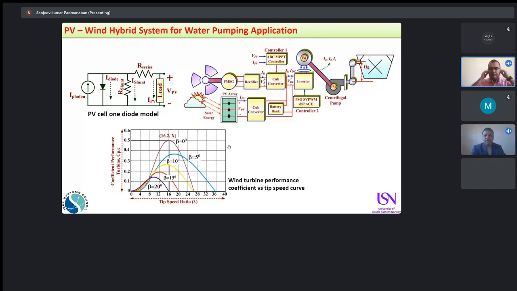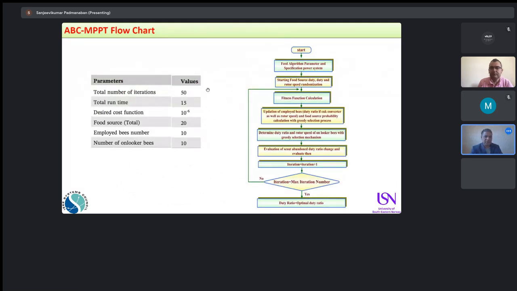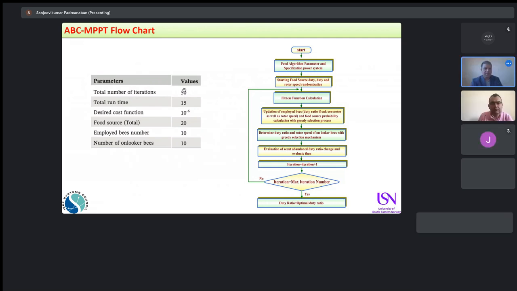So here we have a hybrid of wind turbine and photovoltaic systems. They are working in parallel with the grid, and we enhance the power substantially. For example, we used some iterations because it's an ABC based algorithm, artificial intelligence. So we took 50 iterations, runtime 15, and we desired our error to be 10 power minus 6. We took total food sources 20, employed bees 10, and onlooker bees 10, because dSPACE requires a minimum number of data to process in real time.